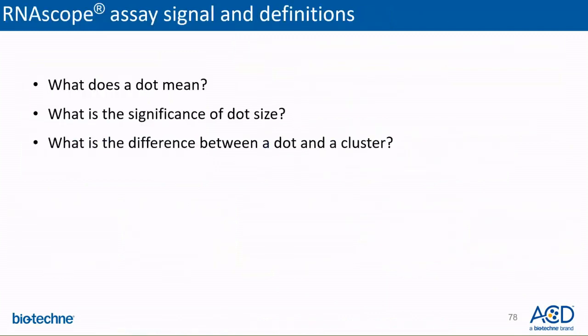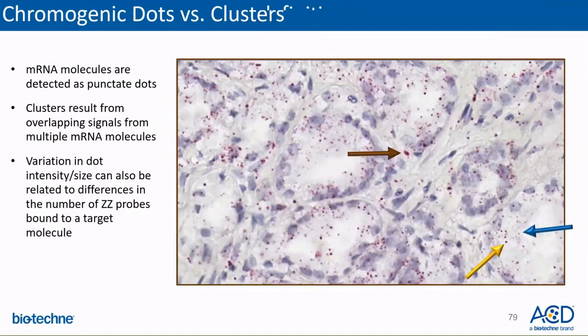Some questions that you may have at this point are, what does a dot mean? What is the significance of a dot size? And what is the difference between a dot and a cluster? In this image, where an RNAscope chromogenic red assay has been performed, the signal appears as numerous punctate red dots of various sizes and intensities, and also a few clusters. It is the number of dots and clusters that are important rather than the size of the dot or the intensity of the dot. Each punctate dot, as shown by the blue arrow, represents one mRNA molecule.